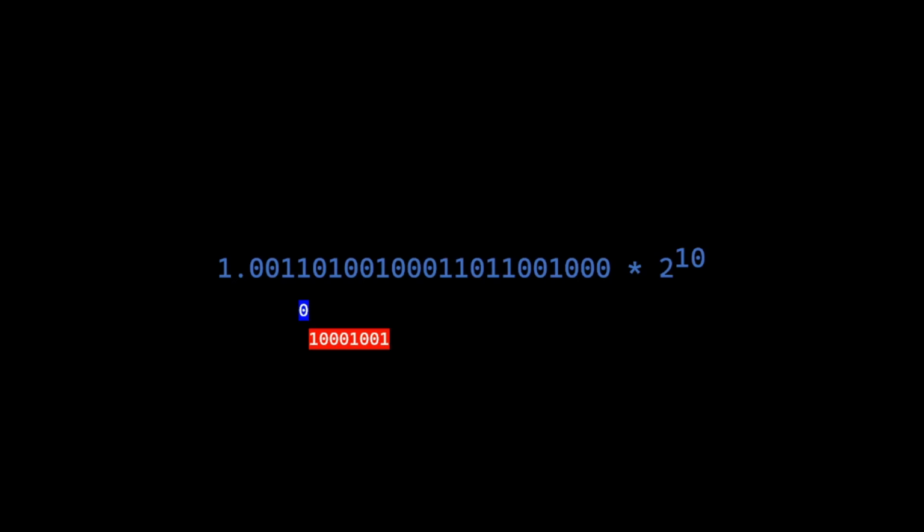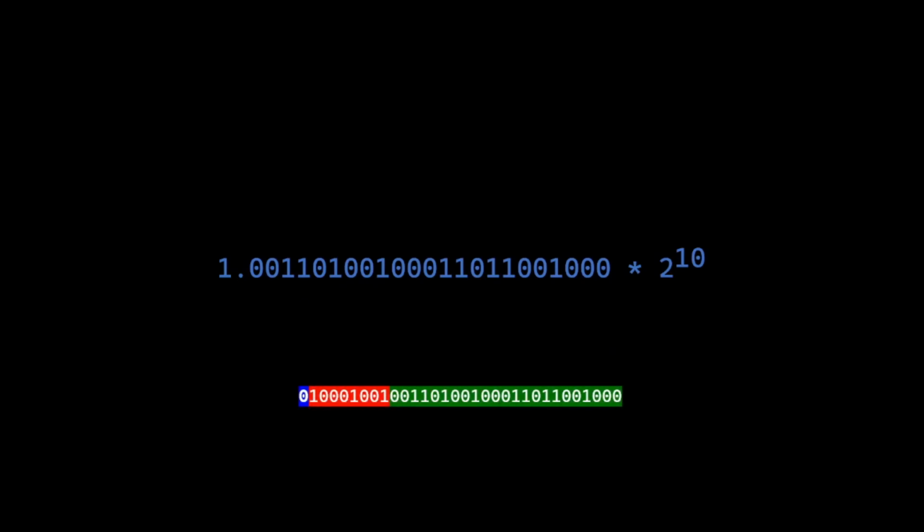Finally, there's the fraction. Again, if you remember, the fraction is just all of the significant digits except for the leading 1. So we remove the first one and there's our fraction. Putting those together, we have our binary float.